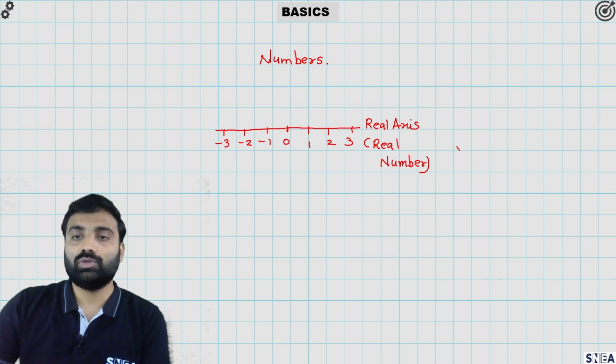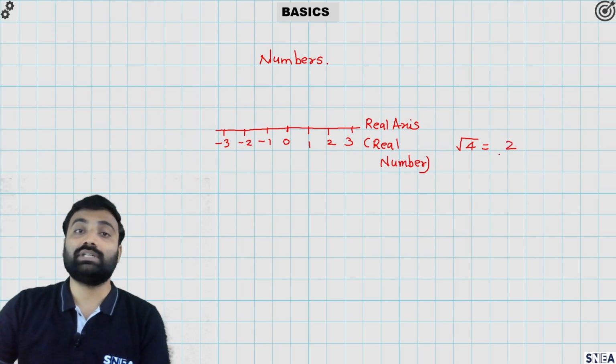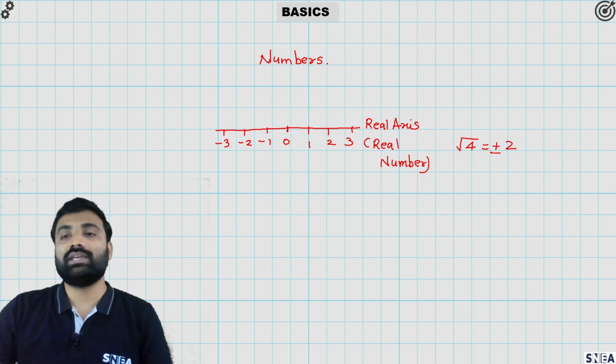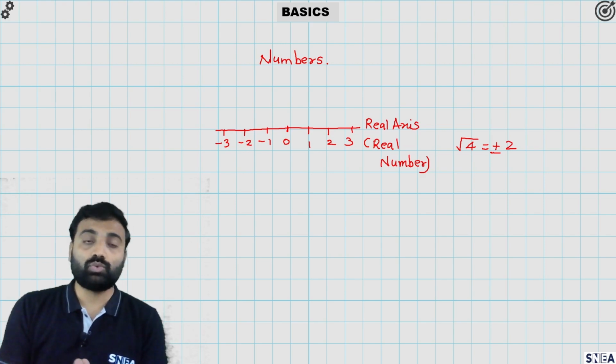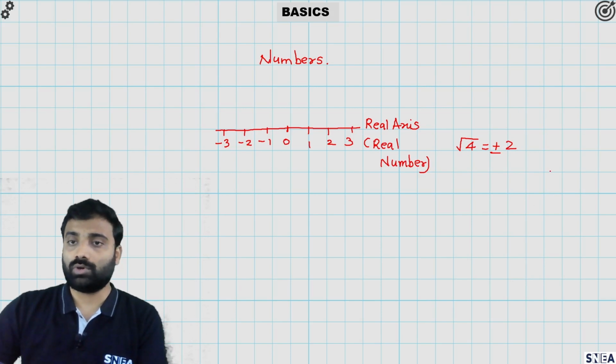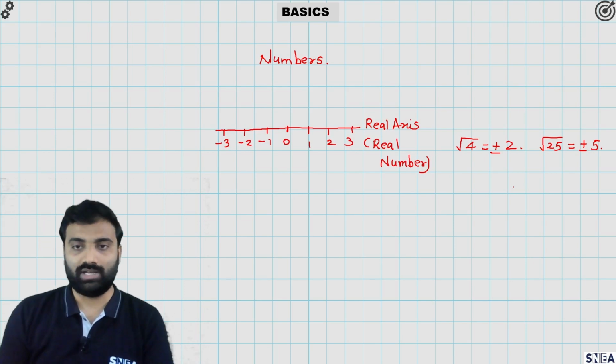But if I ask you what is the answer of √4, most of the students will give the answer 2, but it is wrong. Because the answer should be ±2, because the square of +2 is 4 and the square of -2 is also 4. So the answer of √4 is ±2. In the same way, if I ask you the root of 25, we'll answer ±5. Are you getting this? The answer of √25 will be ±5.